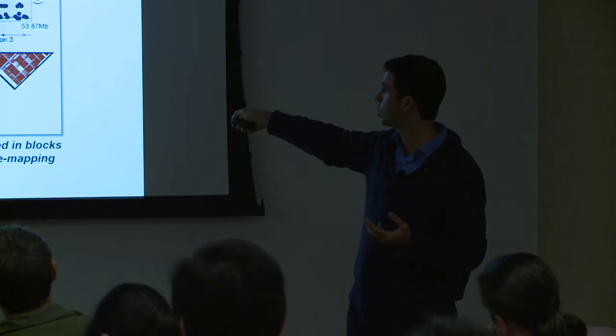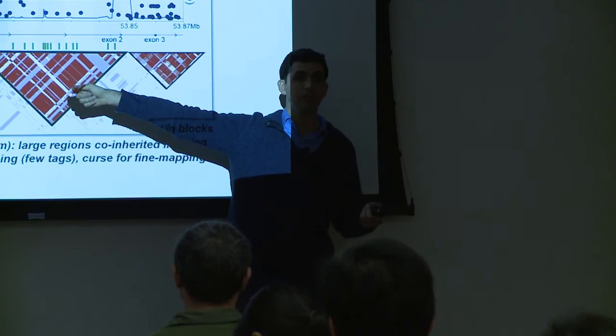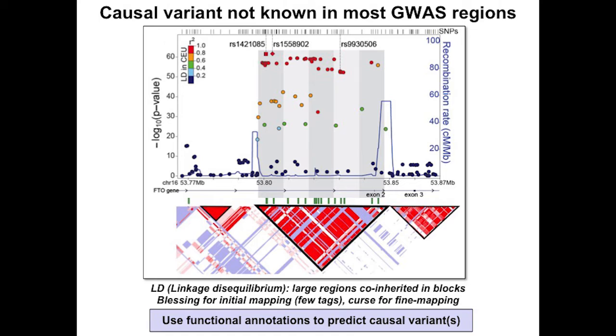So linkage disequilibrium, which was a blessing for the initial mapping because I could only use one tag in this entire region and suddenly predict the remaining ones, has now become a curse for fine mapping because I simply can't tell them apart. Is everybody with me on this point? Raise your hands if you are. It's a subtle point. Great.